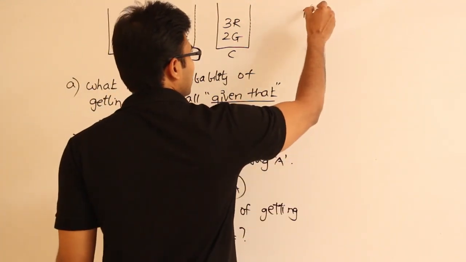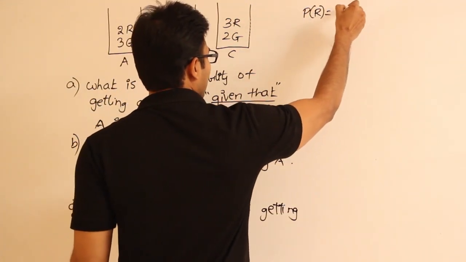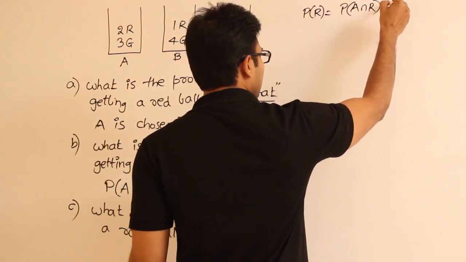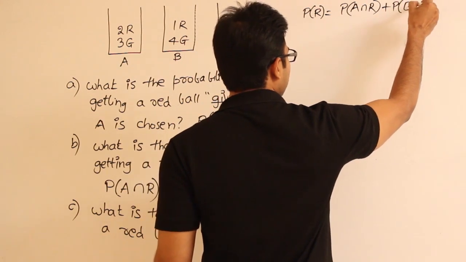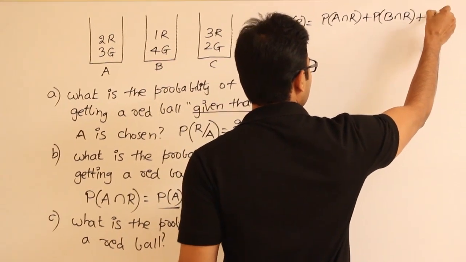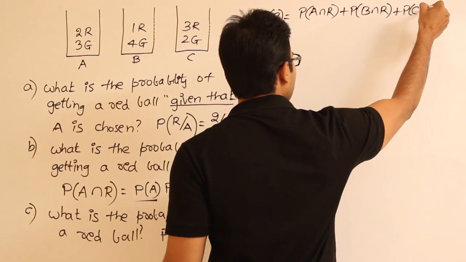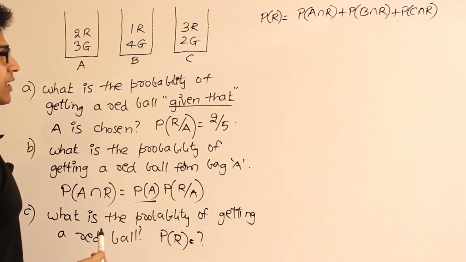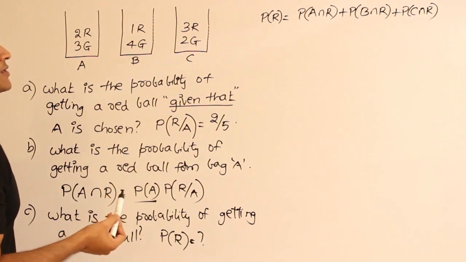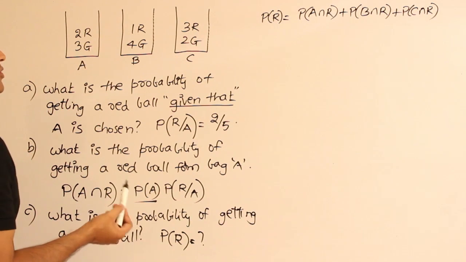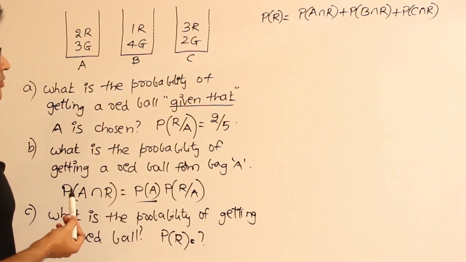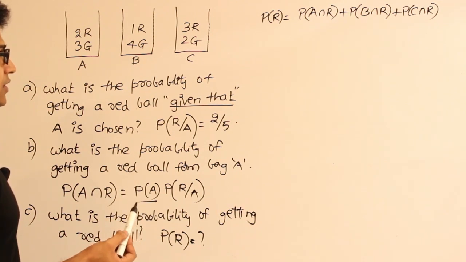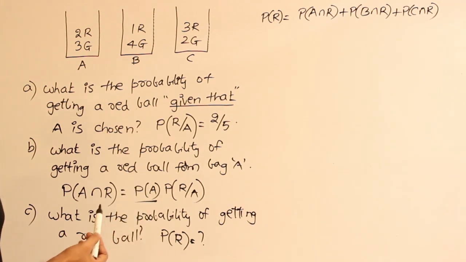Now we know that by the total probability theorem, P of R is the probability of choosing bag A and then a red ball from it, plus the probability of choosing bag B and a red ball from it, plus the probability of choosing bag C and a red ball from it. Since they are all mutually exclusive events, I am just adding them and not considering the intersection of these events. A, B and C are mutually exclusive, and therefore A intersection R, B intersection R and C intersection R are also mutually exclusive.